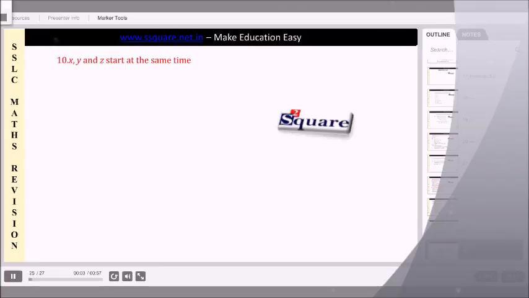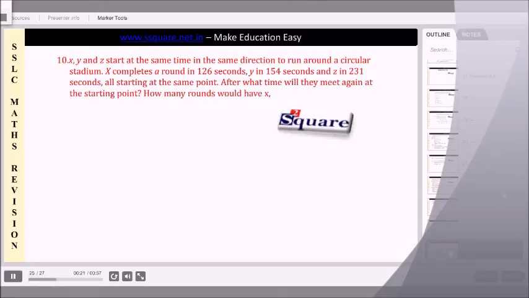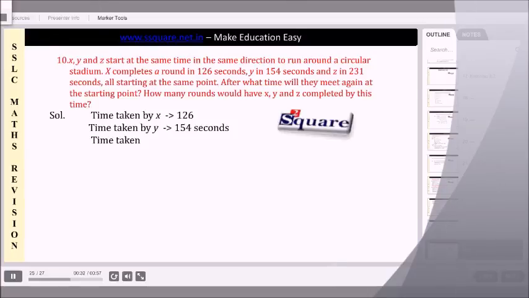10th one. X, Y and Z start at the same time in the same direction to run around a circular stadium. X completed a round in 126 seconds, Y in 154 seconds, Z in 231 seconds, all starting at the same point. After what time will they meet at the starting point? How many rounds would X, Y, Z have completed by this time? X is 126 seconds, Y is 154 seconds and Z is 231 seconds.